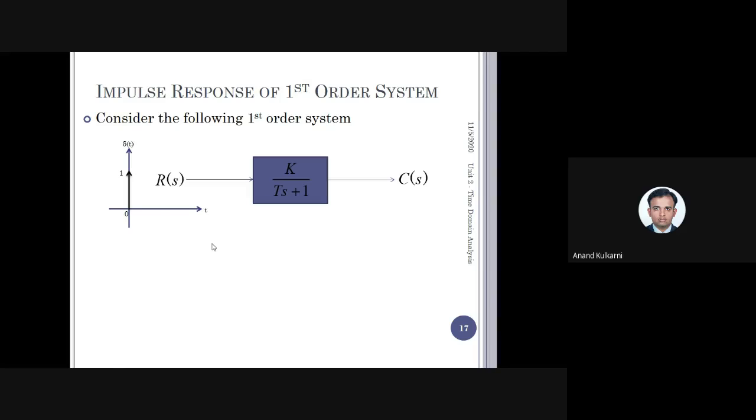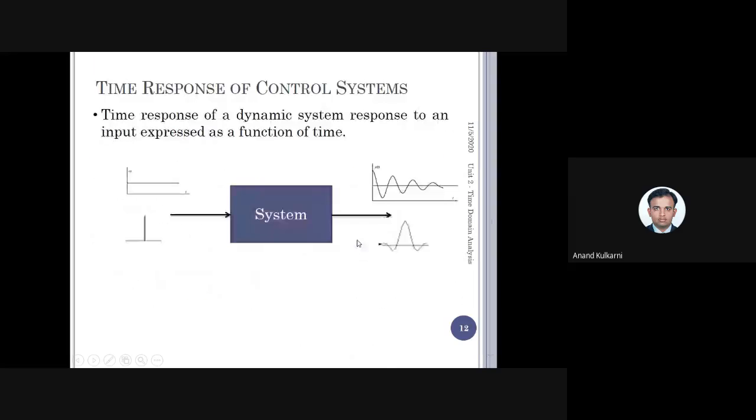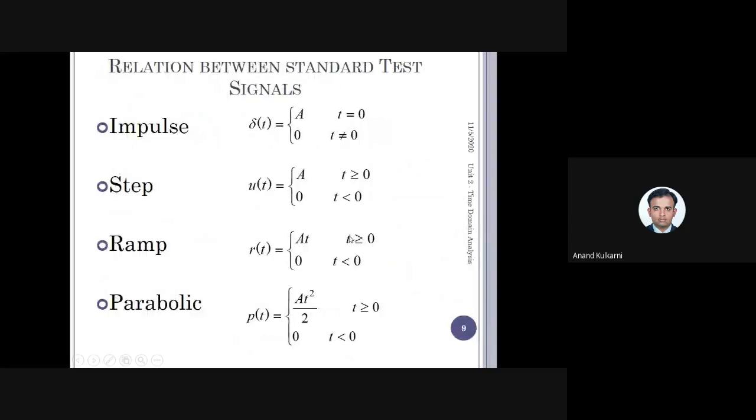Delta t is 1 unit. That means R of S, the Laplace transform of delta t, becomes 1. See here, R of S, after taking the Laplace transform of delta t, it becomes 1 only. That we have discussed in the previous class. If you want, you can go back to our previous class. See here.